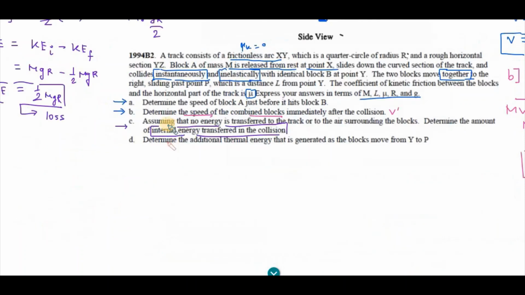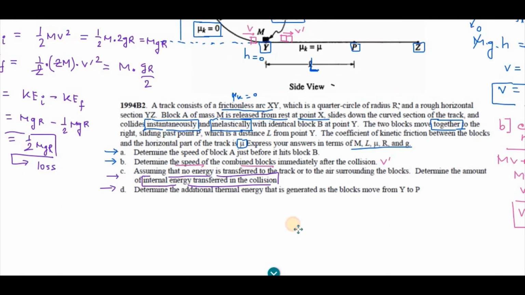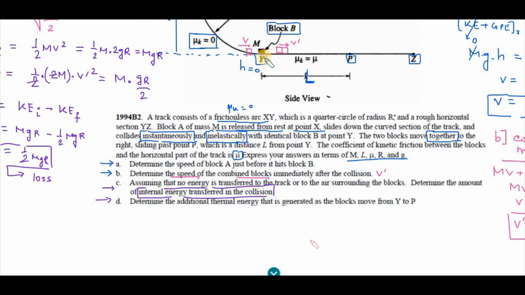mgr. So in part D, determine the additional thermal energy that is generated as the blocks move from Y to P. So just follow the diagram. The blocks have moved from Y to the point P. In that case, how much thermal energy is produced? Here the thermal energy represents the amount of loss due to friction. The frictional energy loss will be that amount of thermal energy.